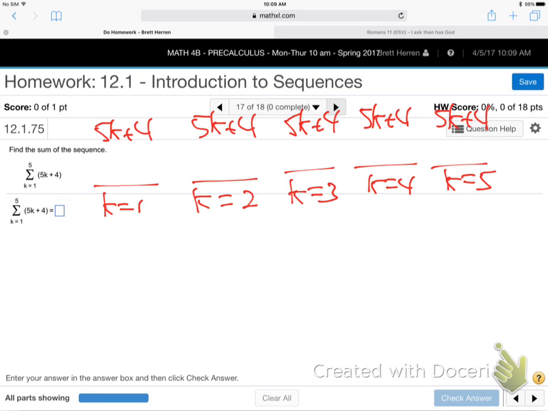Does that make sense? Because they're saying start at 1, end at 5. Start at 1, end at 5, plug into 5K plus 4. And then just add them up when you're done, right? Because it's a Greek S, which stands for sum. Sum them up. See if you can get that.